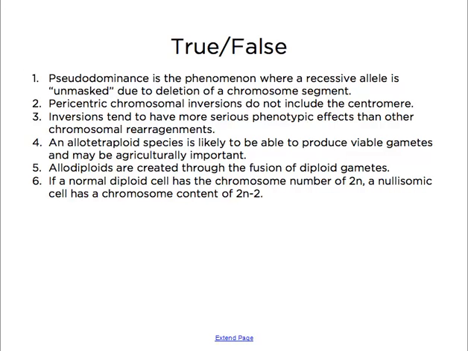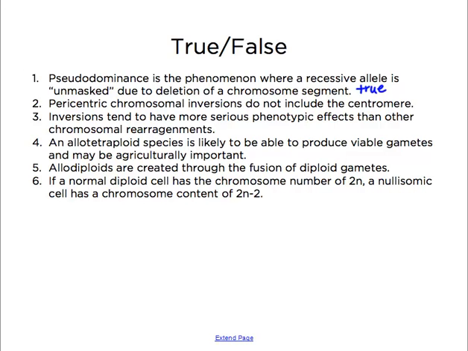Let's finish up this chapter review by doing these true-false statements. Number 1. Pseudodominance is the phenomenon where a recessive allele is, quote-unquote, unmasked due to a deletion of a chromosome segment. So this is true, right?